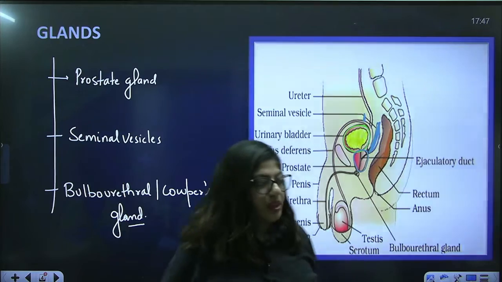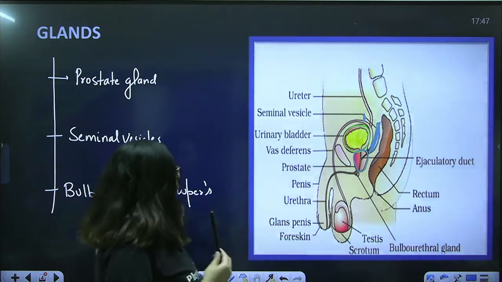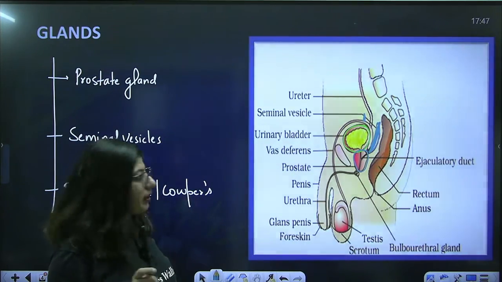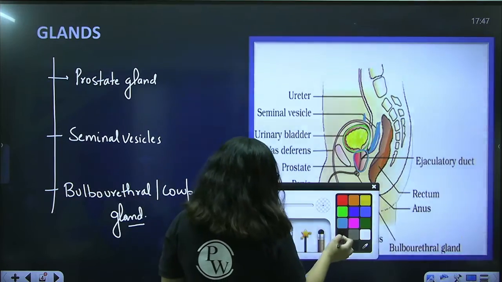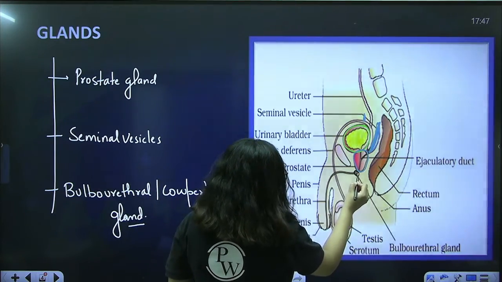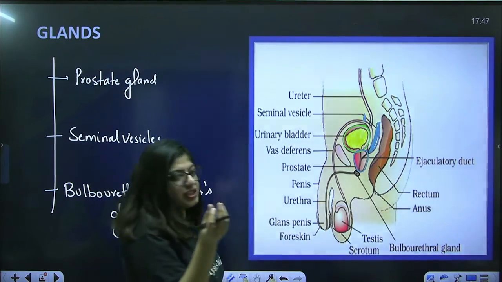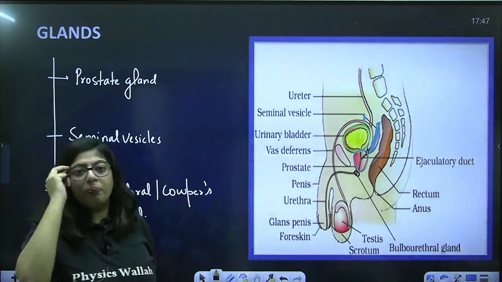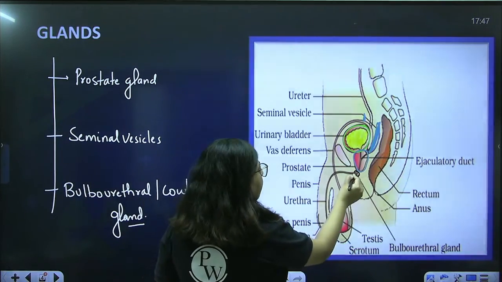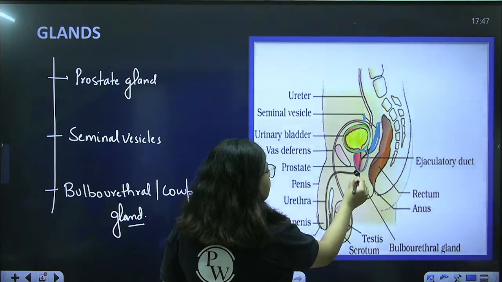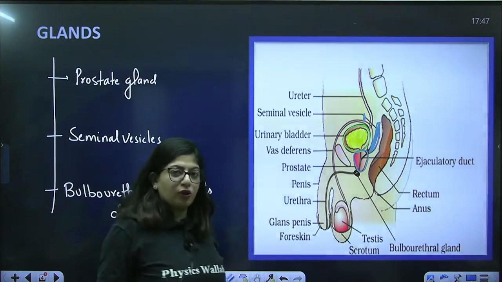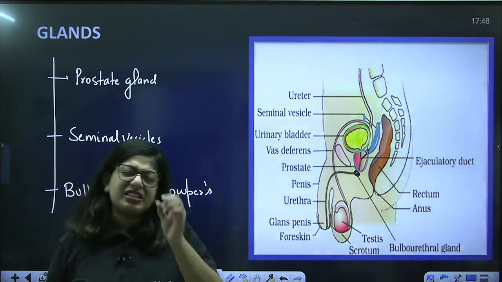Okay, so it is one pair. Next, third gland, Cowper gland. So Cowper gland is present just right here. It's a very small pea-shaped gland and it is also paired. So it's present on either side like this, either side of the urethra. So it's also one pair, but it is very small.